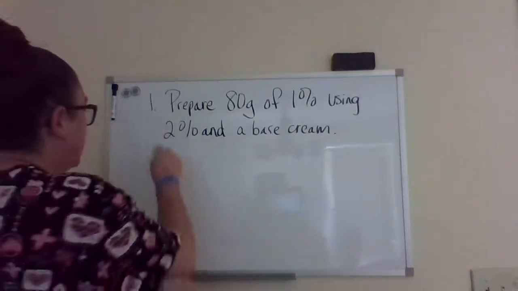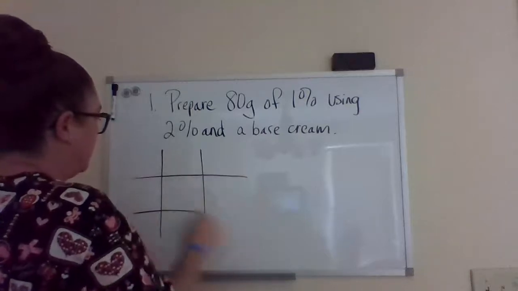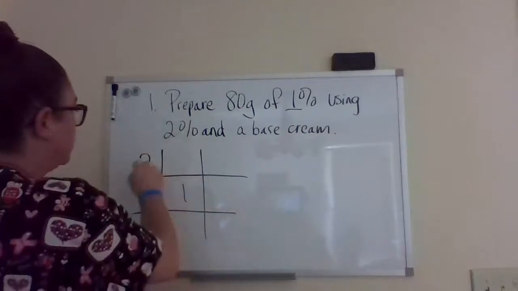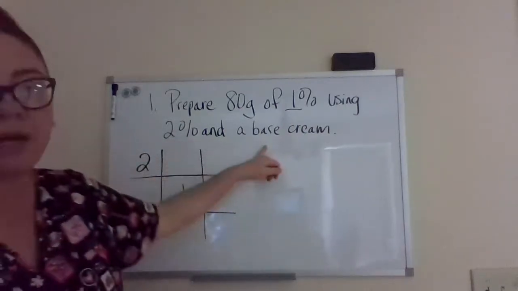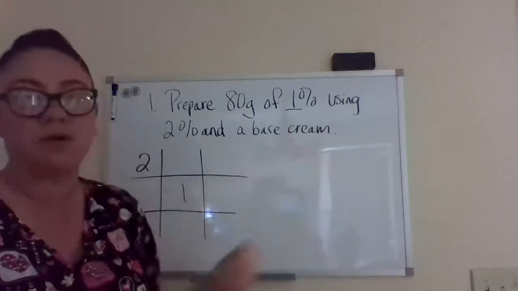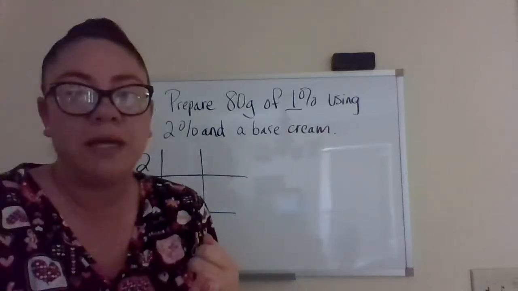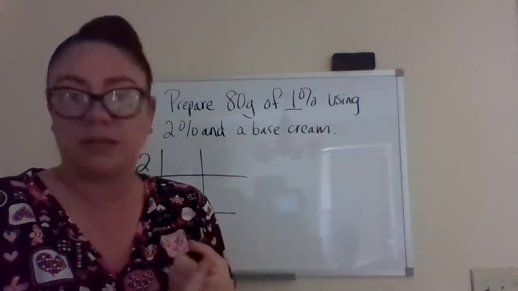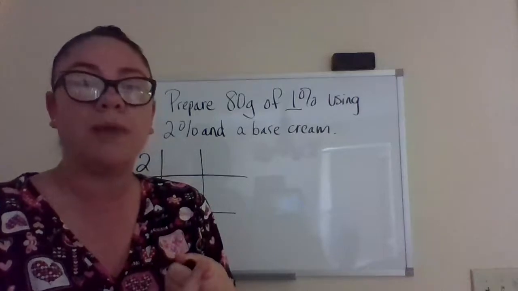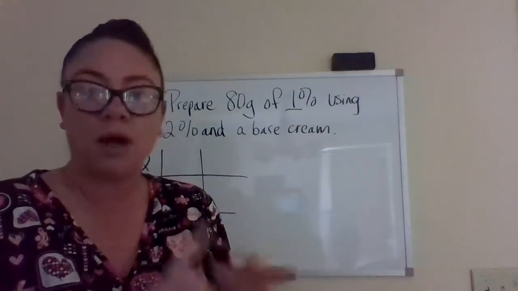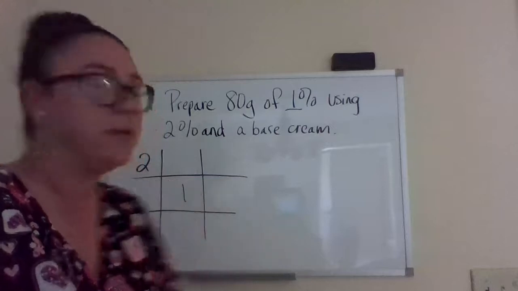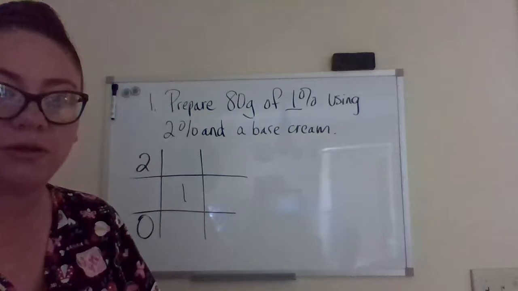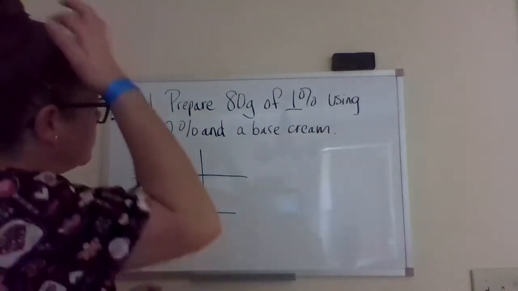Okay, so when you're going to plug it into your formula, you know you're preparing 1%, that's my desired. My 2% is my high strength, but what is my low strength? So anytime it says base cream, base ointment, sterile water for injection, bacteriostatic water, anything that is a water base, specifically water, or anything that is a base cream or a base ointment, will always get a 0. It's a 0% strength.